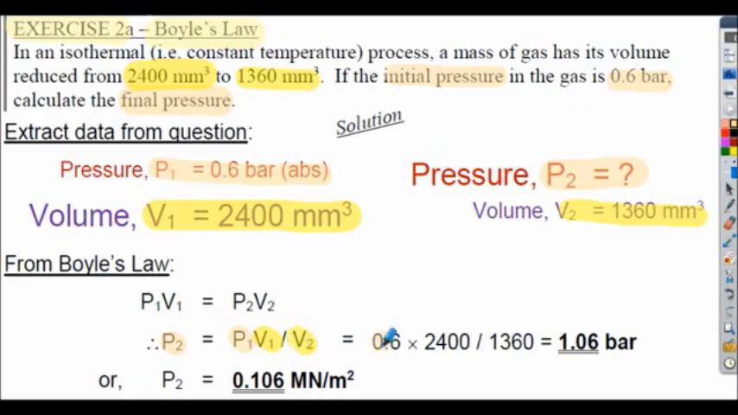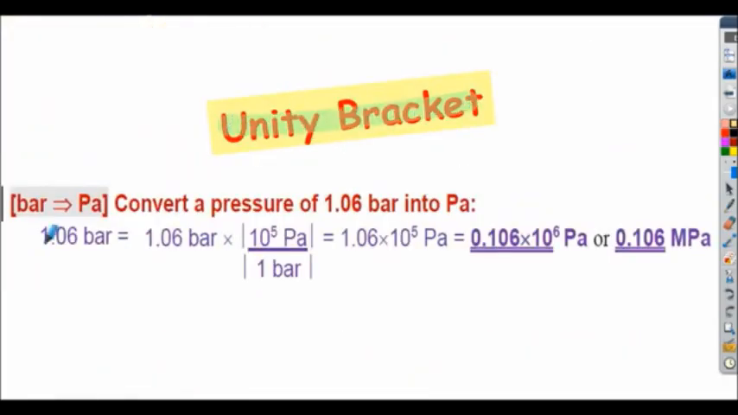Again, inserting the values, the pressure calculates to be 1.06 bar. P1 is in terms of bar, so P2 is calculated in terms of bar. And I've just shown P2 in terms of meganewtons per meter squared, so my conversion here is to meganewtons per meter squared. So here's the unity bracket conversion, converting 1.06 bar into pascals. That's 1.06 times 10 to the 5 pascals. In terms of engineering notation, that's 0.106 times 10 to the 6 pascals, or of course that's the same as 0.106 megapascals, the answer stated in exercise 2A.